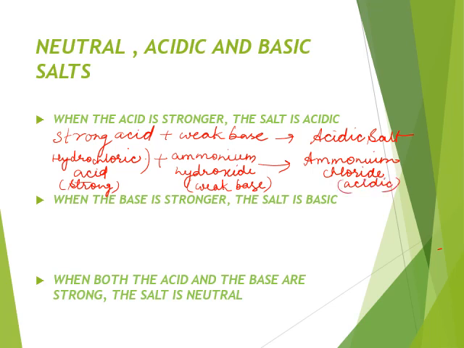And if you want to test whether the salt formed is acidic or basic, you can use any indicator. You can use litmus paper, and what will be the result? It will turn blue litmus red, which confirms that the salt formed by the reaction between a strong acid and a weak base is an acidic salt. Now second is the case when the base is stronger and the salt will be the basic one.